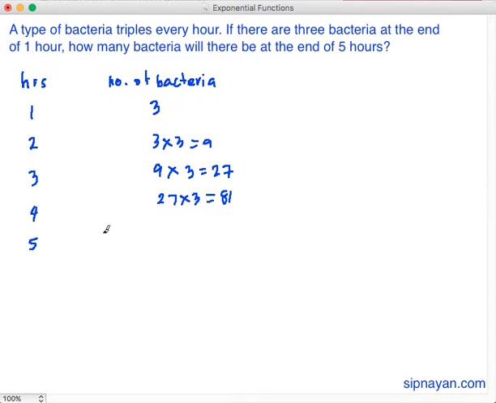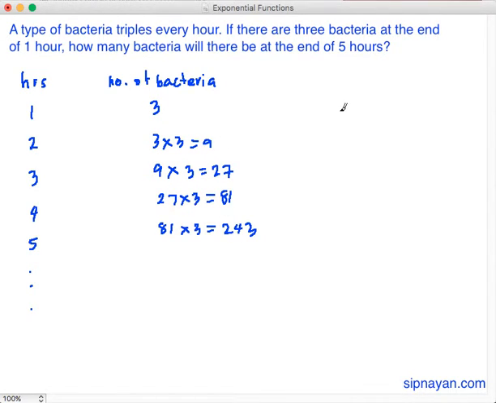At the end of 5 hours, meron tayong 81 times 3, which is equal to 243. No? So ito na yung sagot sa problem natin. But from this setup, makikita natin kaagad, pwede nating gawing exponential form to, di ba?